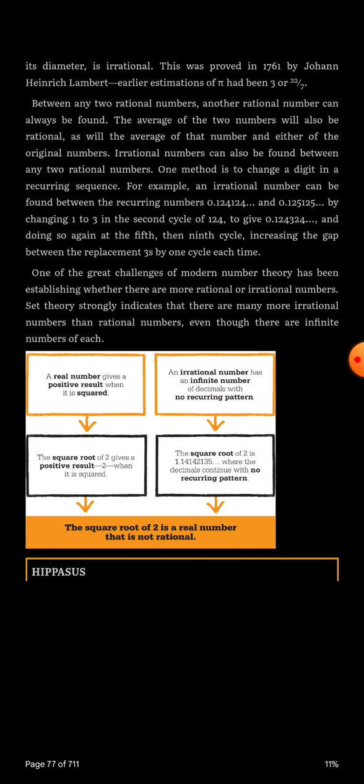One method is to change a digit in the recurring sequence. For example, an irrational number can be found between the recurring numbers 0.124124 and 0.125125 by changing the 3 in the second cycle of 124, to give 0.124324, and doing so again at the 5th, 9th, increasing the gap between the replacement 3s by 1 cycle each time.